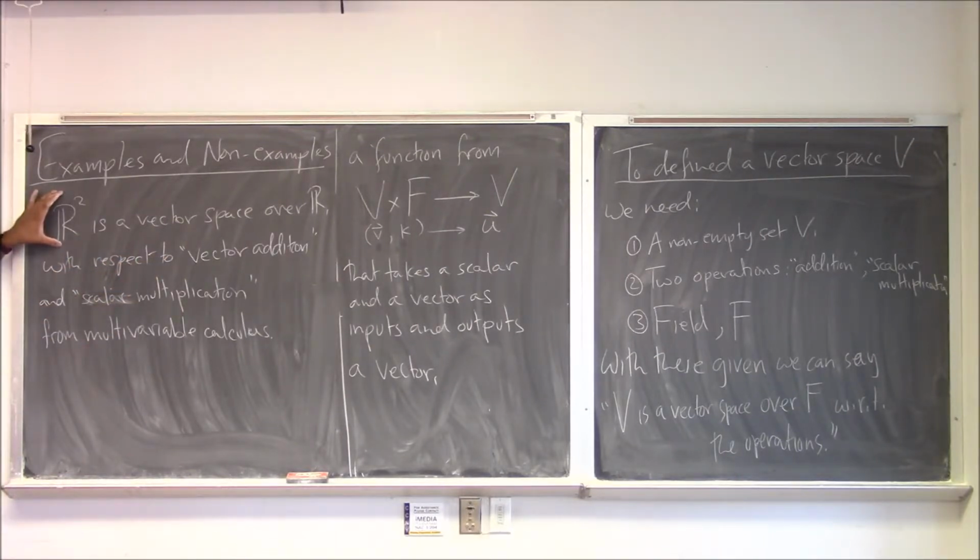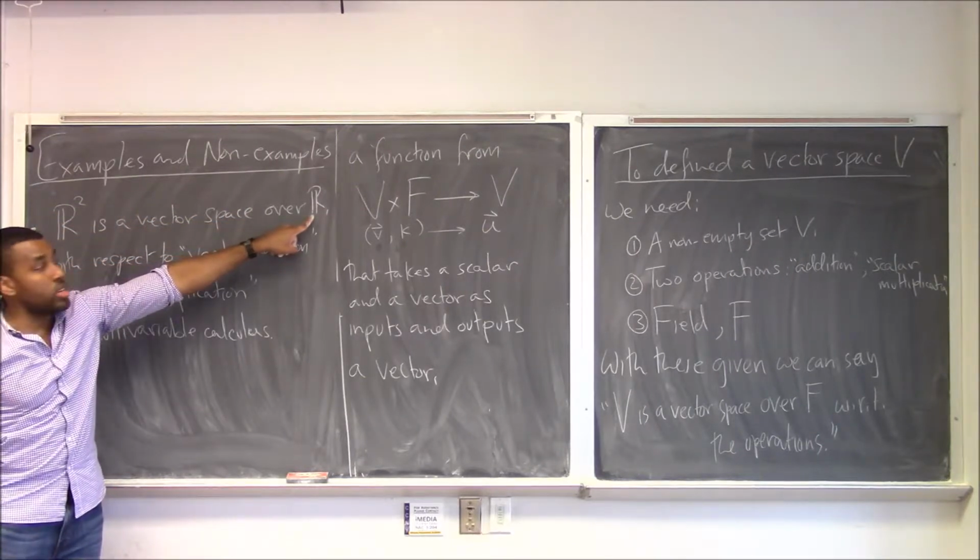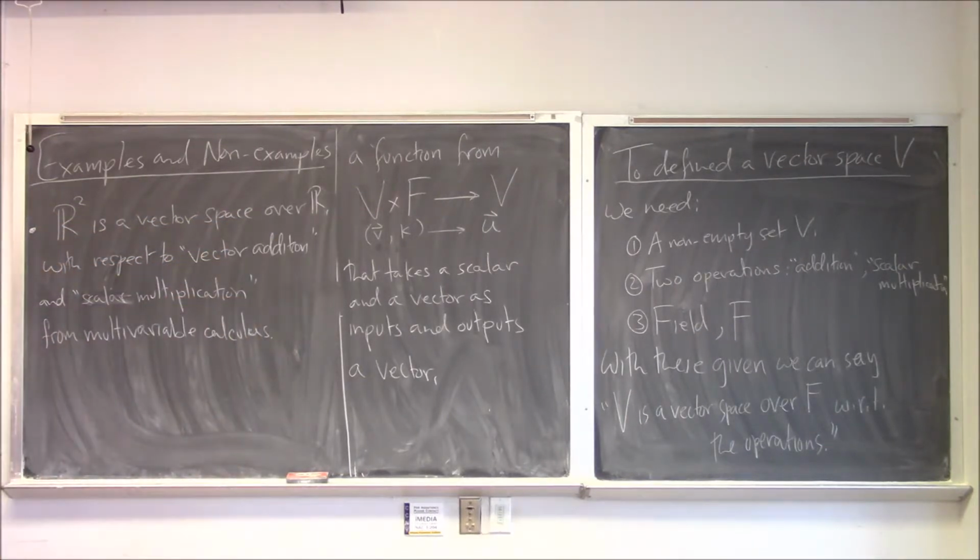Meaning, I'm thinking of a set of two-dimensional coordinates. My field is the real numbers. And with respect to the usual way we define vector addition, which means you add things component-wise using arithmetic addition, and scalar multiplication, which means you multiply things component-wise using arithmetic multiplication, this is a vector space. If someone says R2 is a vector space, they said something nonsensical, because they have to tell you who the field is and what the operations are.